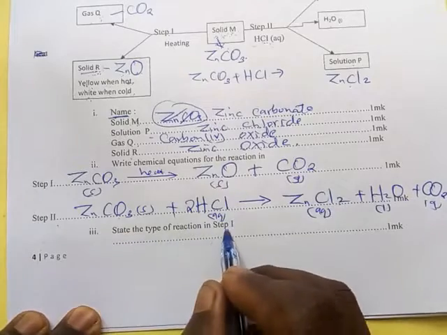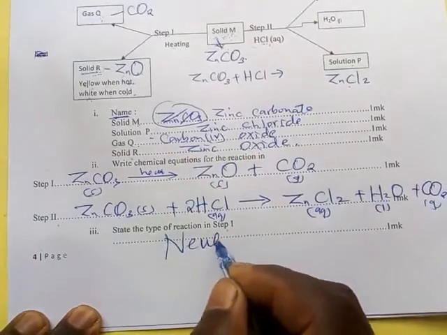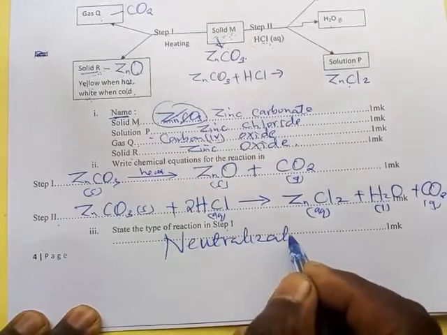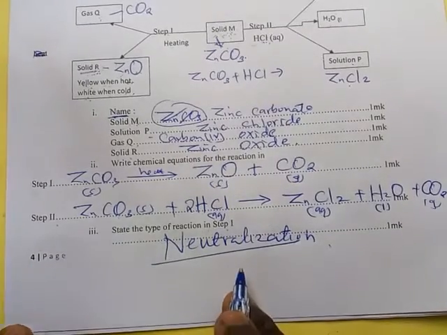State the type of reaction in step 2. In step 2, we are adding an acid to a base, so it is a neutralization reaction.